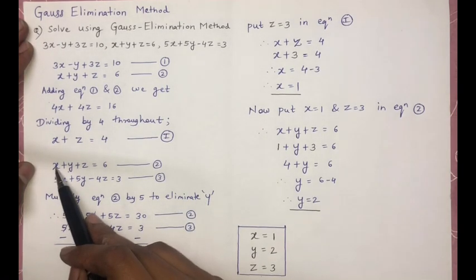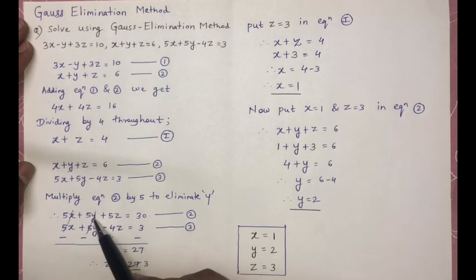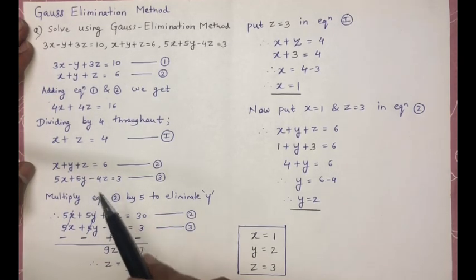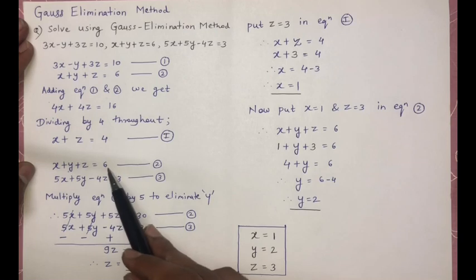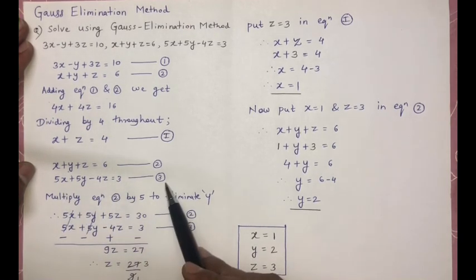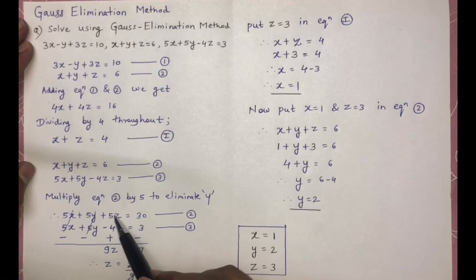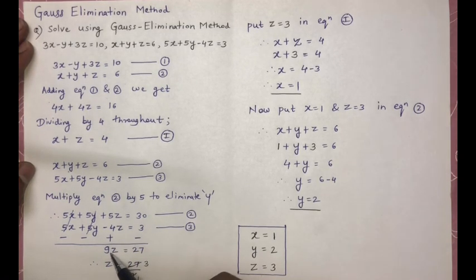So 5 multiplied by x is 5x, y multiplied by 5 is 5y, and z multiplied by 5 is 5z, and 6 multiplied by 5 is 30. And the third equation will be as it is. So here I will be doing the subtracting operation. So 5x minus 5x will become 0, 5y minus 5y will become 0, 5z plus 4z will become 9z.